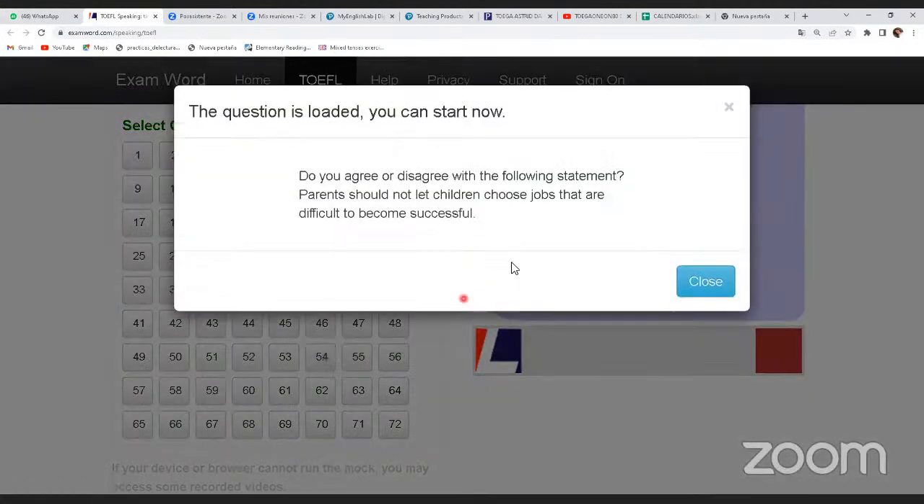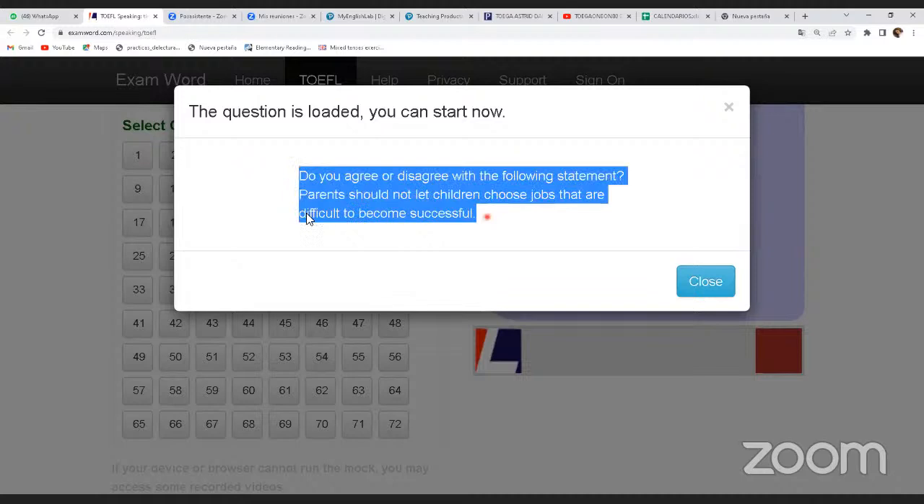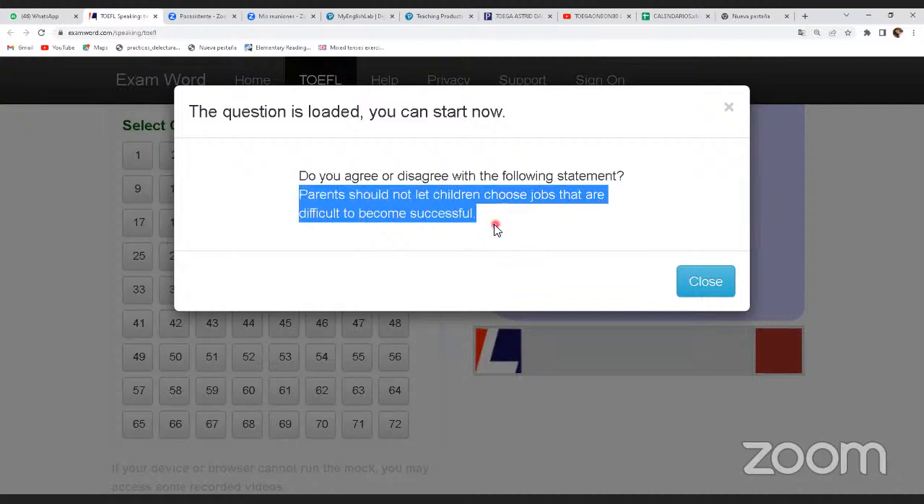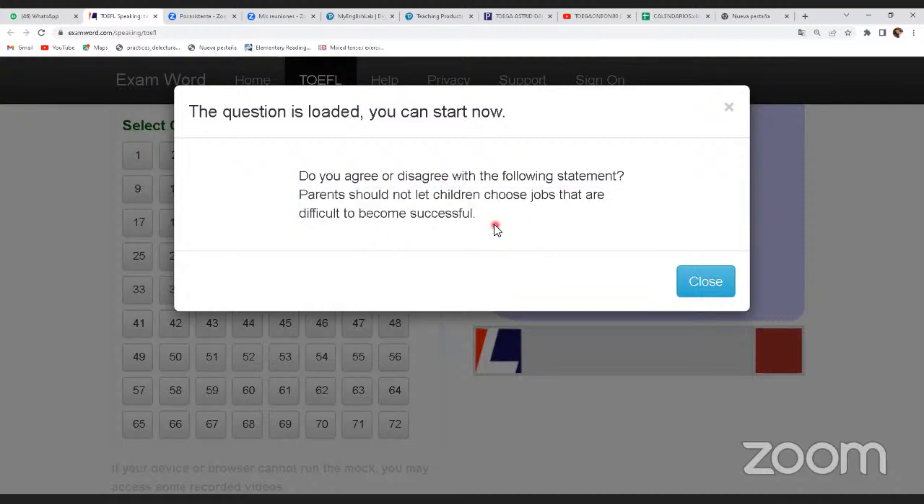No, you know what? We're gonna choose this one, right? I don't remember the number. Okay, could you please read it? Do you agree or disagree with the following statement? Parents should not let children choose jobs that are difficult to become successful. Okay, this is the statement, right? Parents shouldn't let children choose jobs that are difficult to become successful.